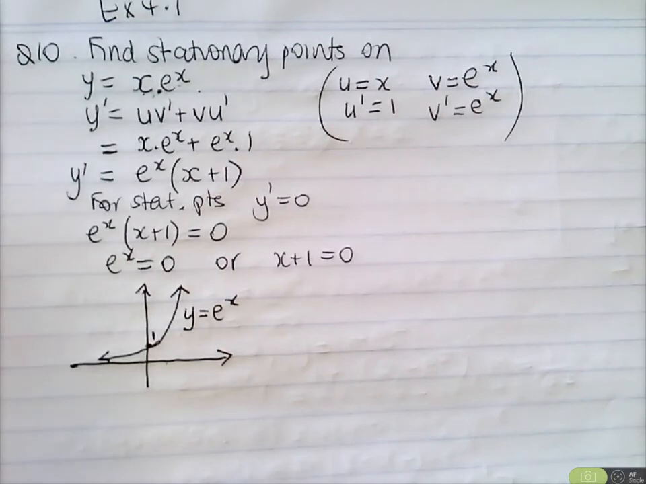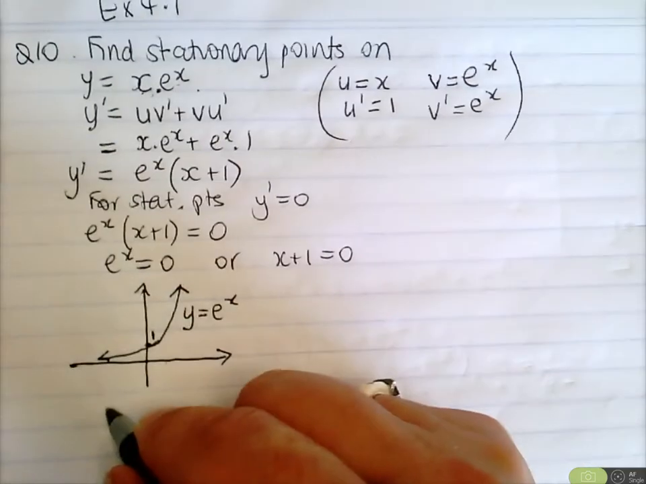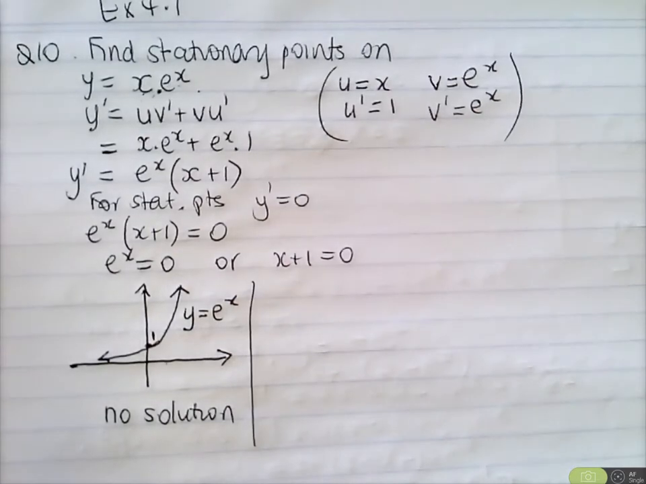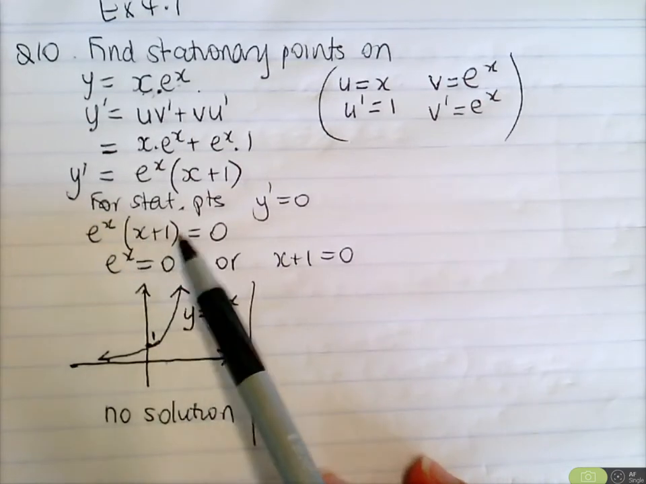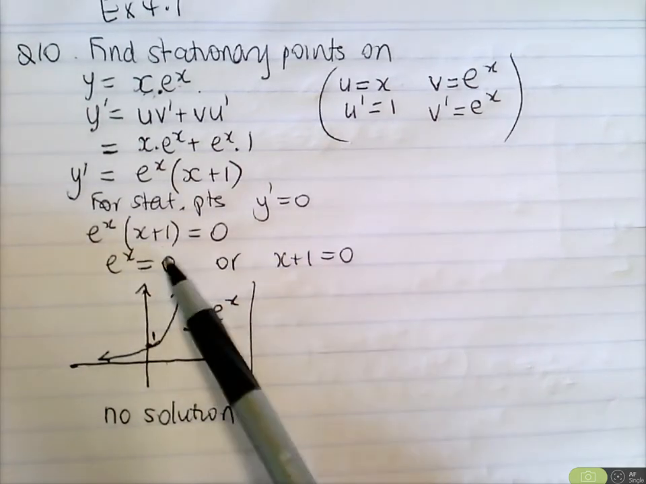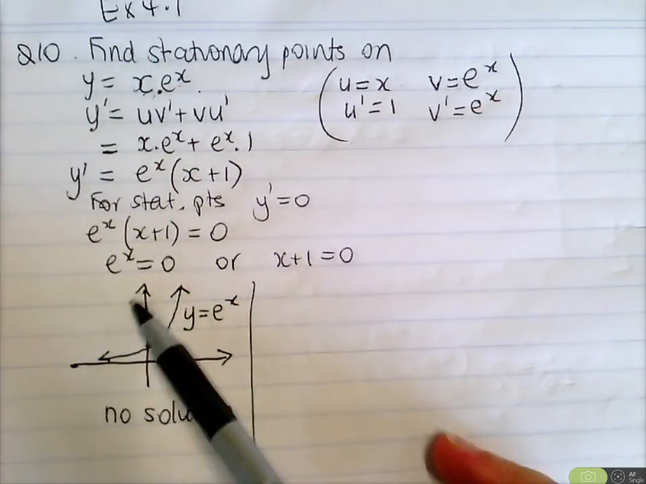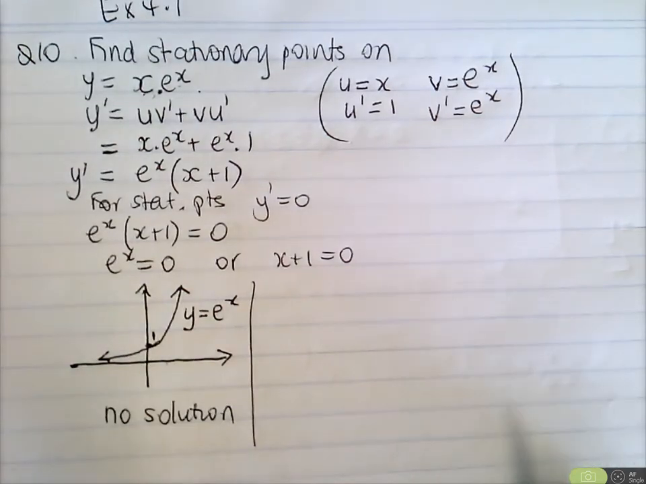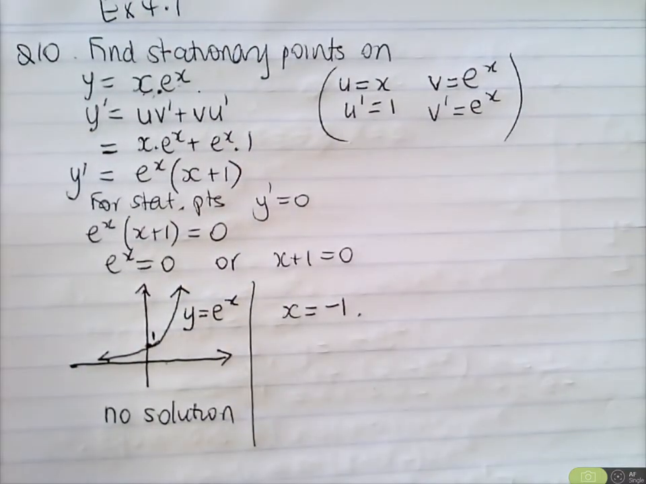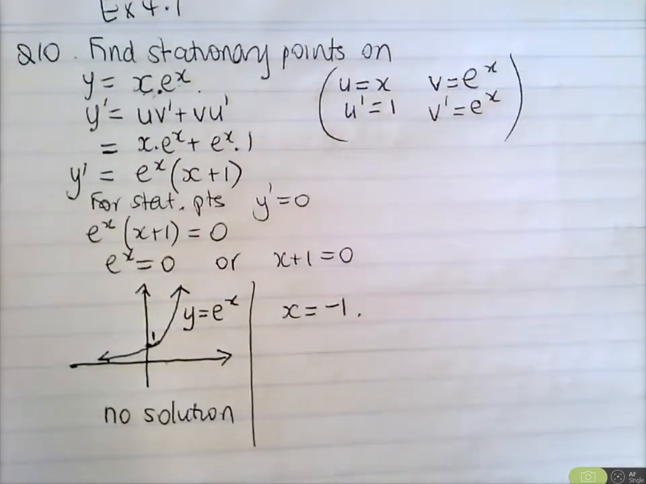Now, do you think that curve could ever equal 0? No. So you write no solution. And I show that no solution by sketching it. So for stationary points, e to the power of x times x plus 1 is 0. So we've got two scenarios. e to the x is 0 or x plus 1 is 0. The way that you show that this has no solution is to sketch it. Okay? And then this one, x is negative 1. So we've got no solution for that one, or x is negative 1. So we're thinking there's a stationary point when x is negative 1.